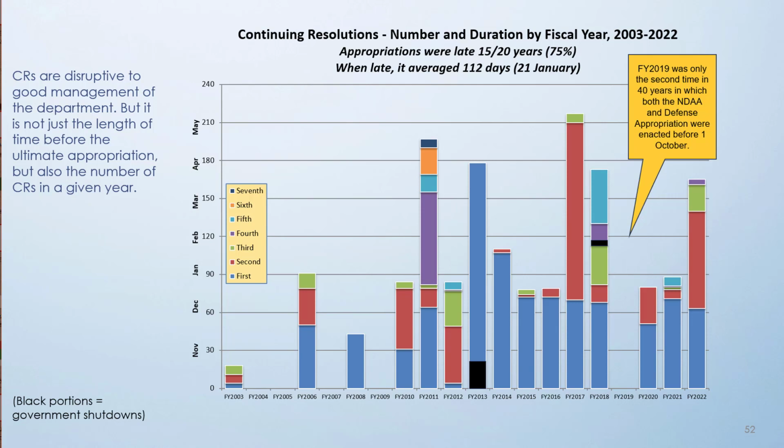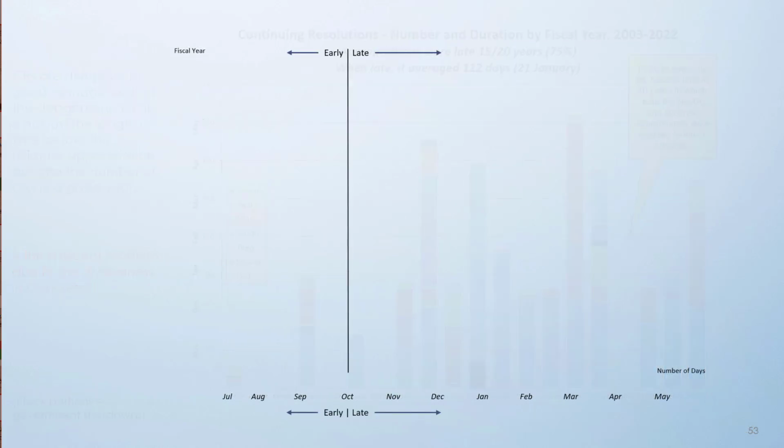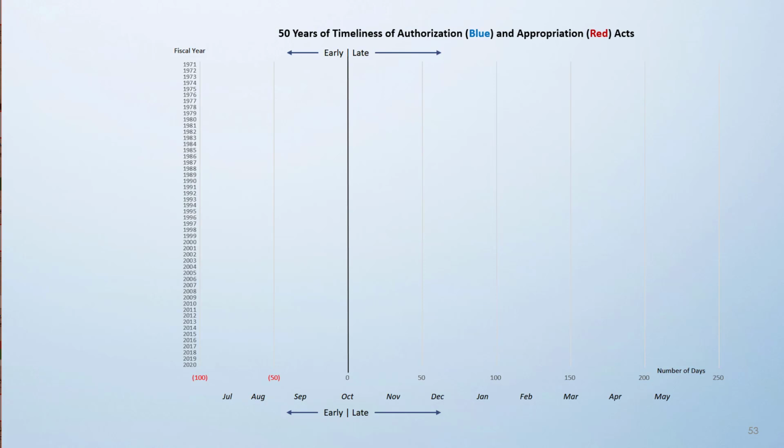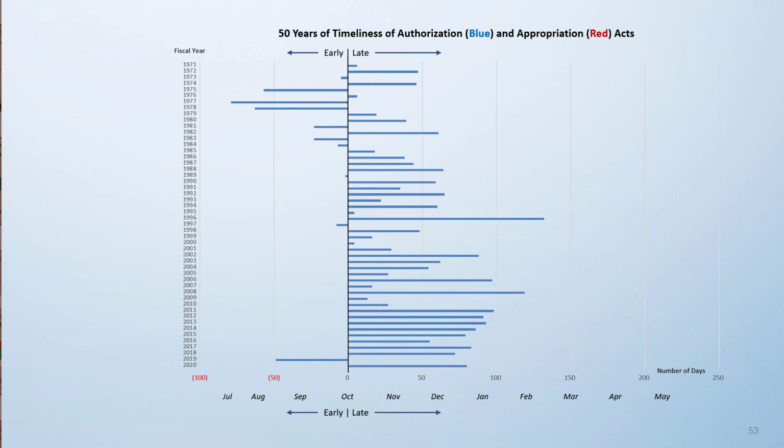So this is disruptive. Now, is this a recent problem due to the political divisiveness in Congress? Well, I went back 50 years to look at the timeliness of authorization and appropriation acts. Authorizations are in blue. If the bar points to the left, it was enacted before 1 October. If the bar goes to the right, it was after 1 October, and the length of the bar is how much earlier or later. And you see that the preponderance of them were late.